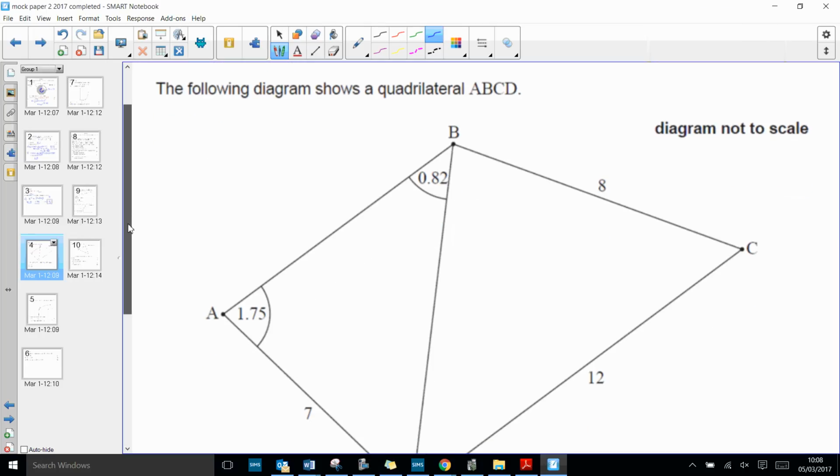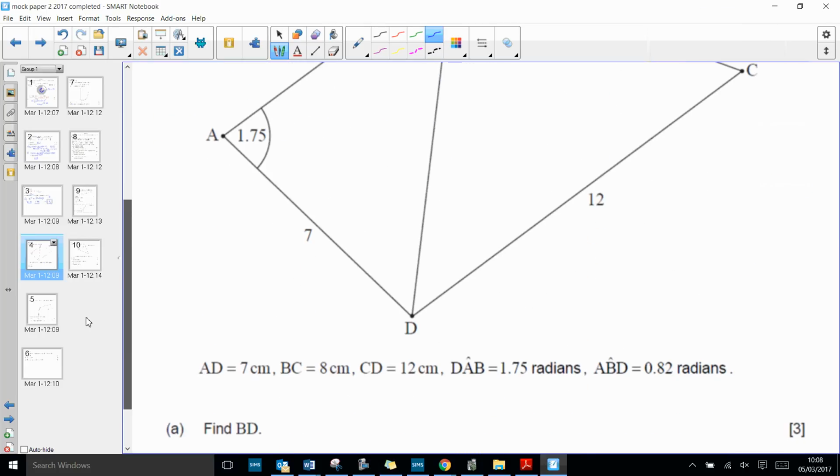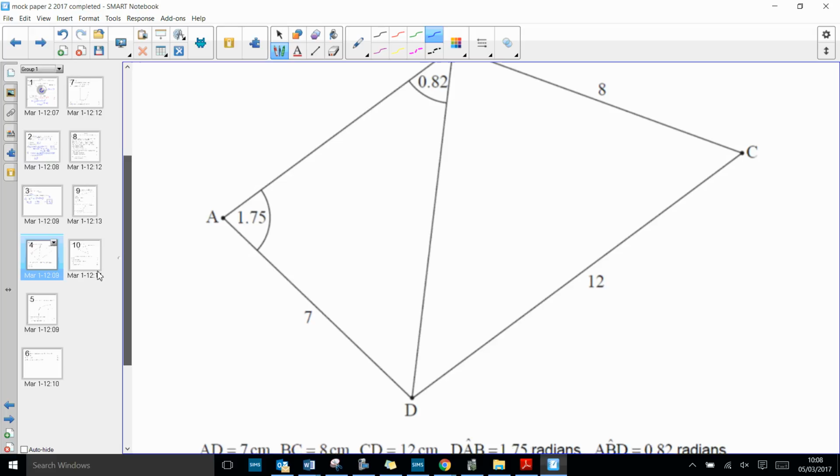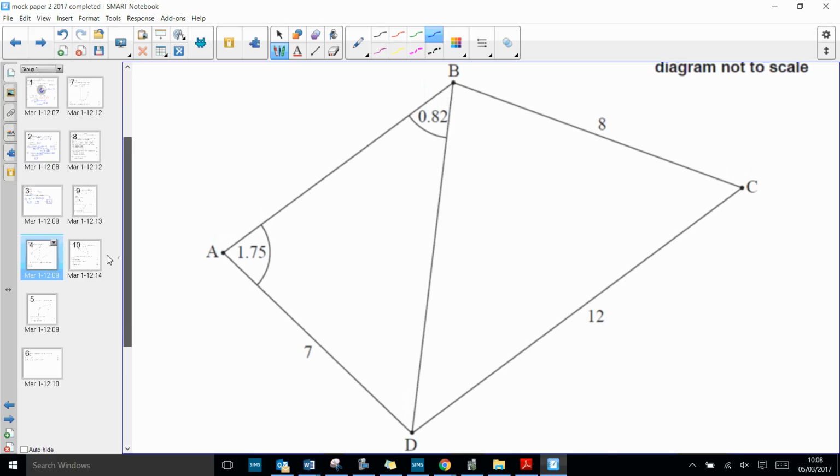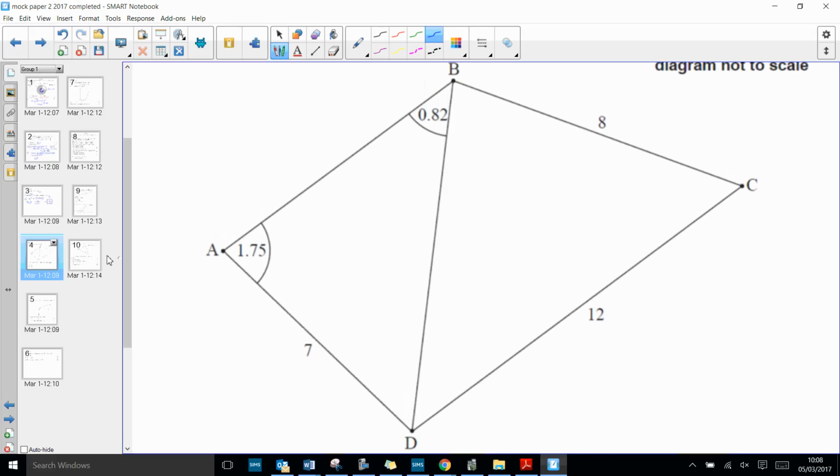Okay, so we have a quadrilateral. Find BD. We will be using the sine and cosine rules here because it's not a right-angled triangle. Now notice all of these angles here are in radians, so we need to make sure our calculator is in radians mode if we're going to use the sin, cos and tan buttons.